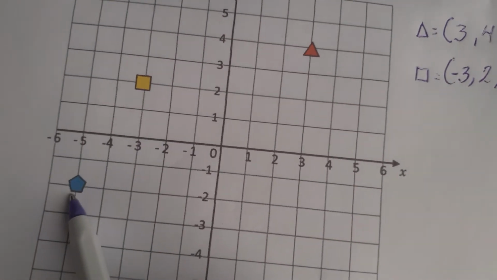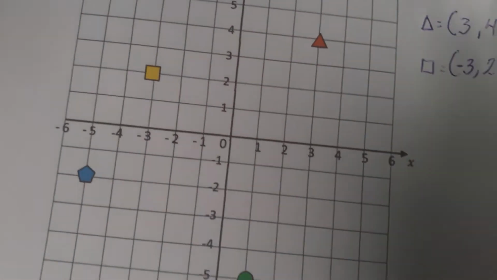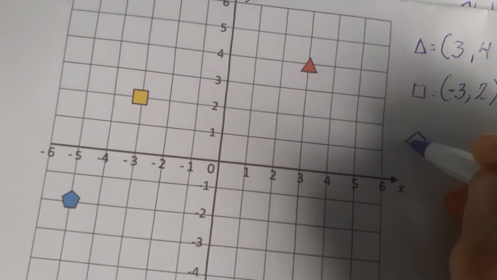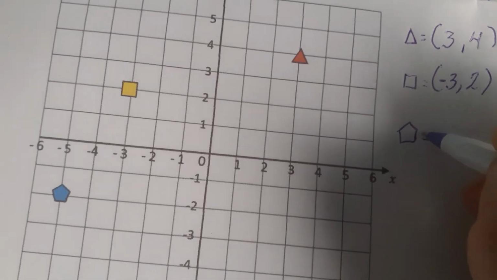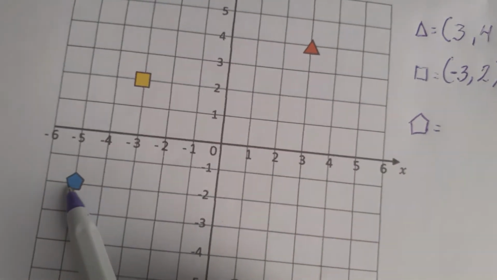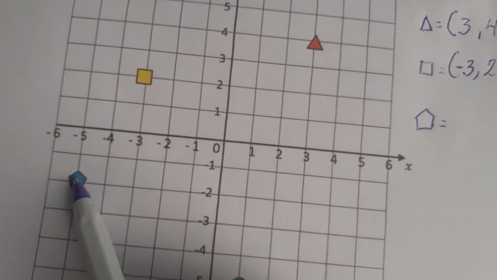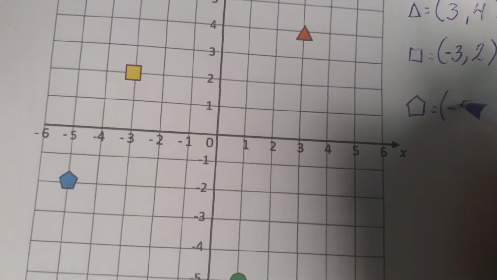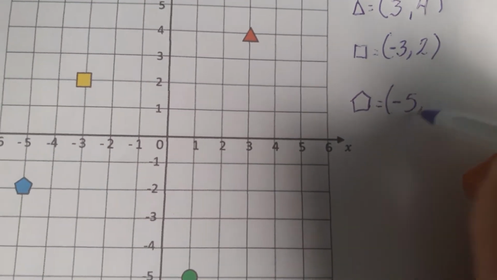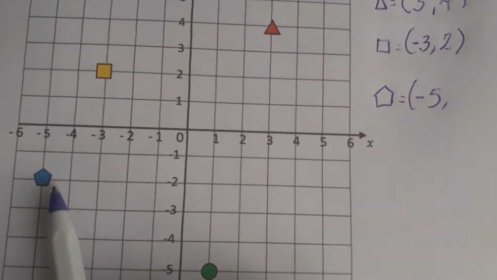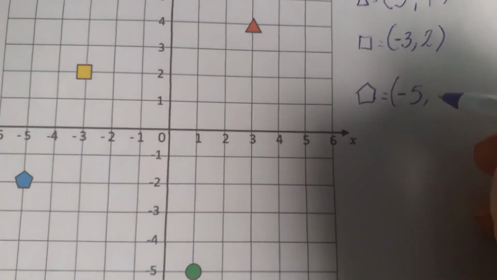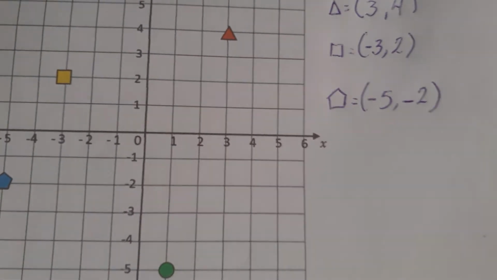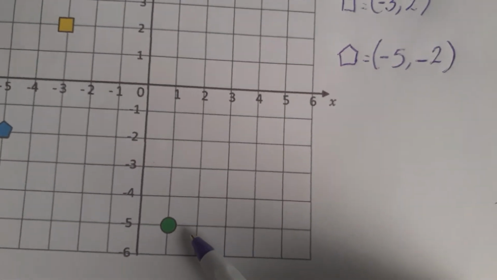Now we come down to the pentagon. A pentagon has 5 sides. Okay, so the pentagon is here. We go down to the x, which is -5. We write it down, put a comma, and we go to the y now, which is -2. Okay, we put that in brackets. Now let's look at the other one.